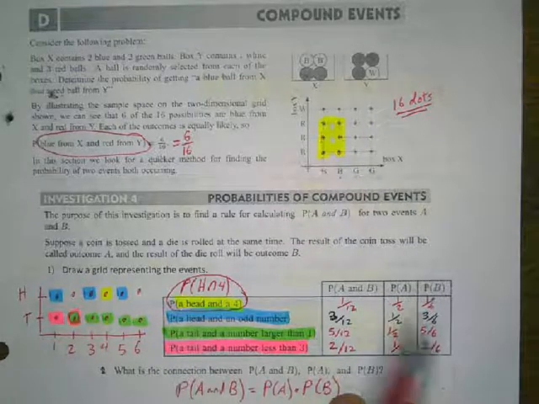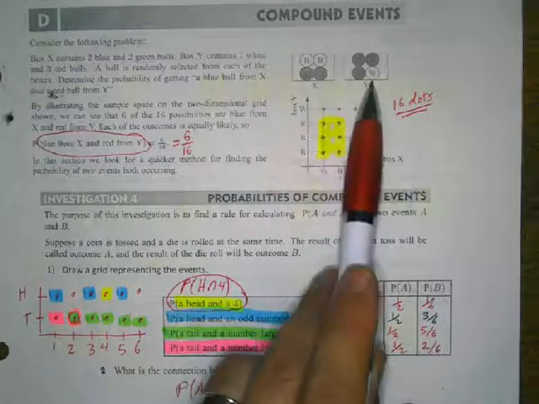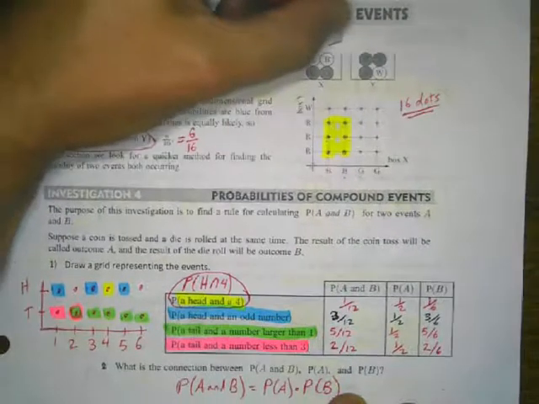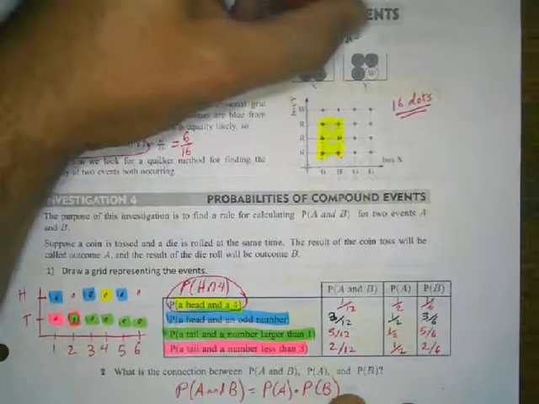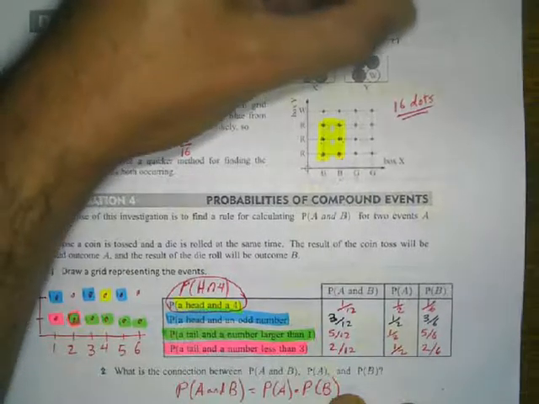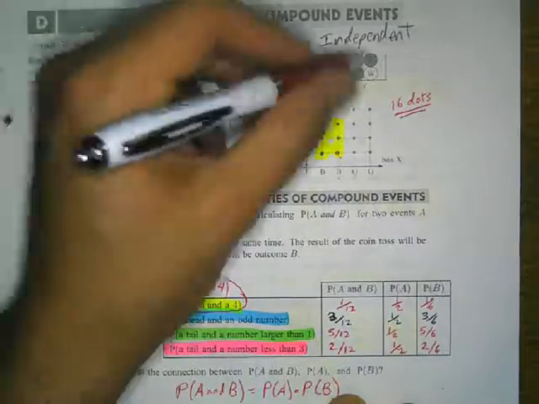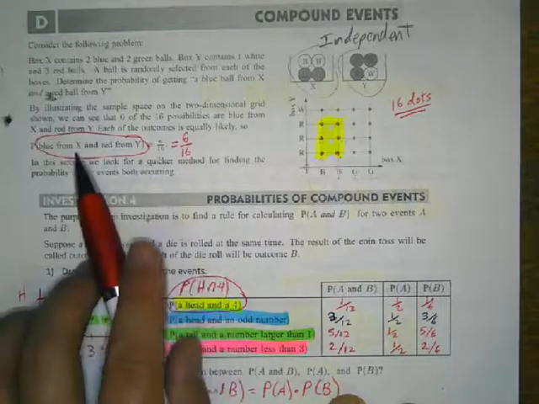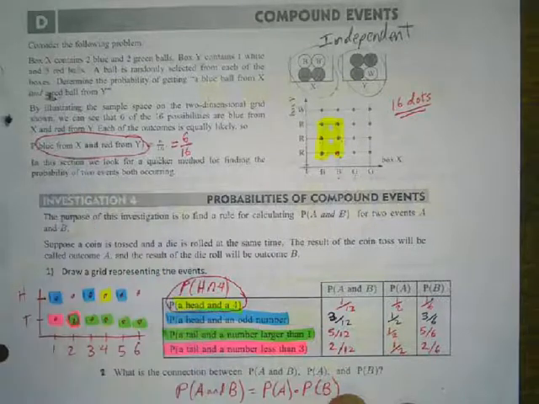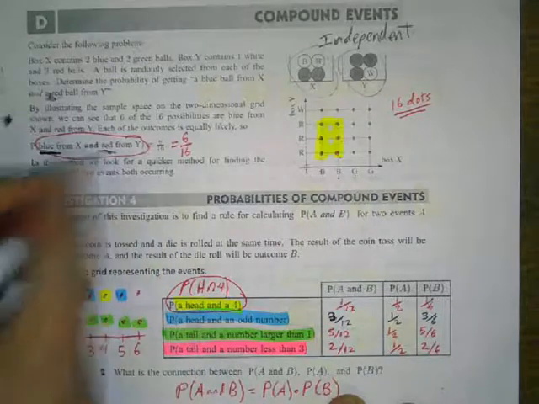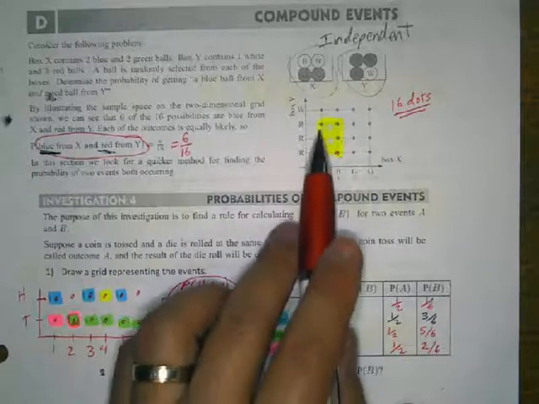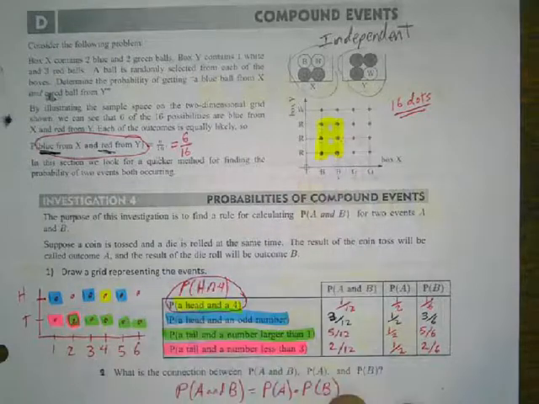And picking something from here does not affect picking something from here, so this is called independent events. Because picking something from here does not affect picking something from here. So the probability of getting blue and then getting red is going to be 6 out of 16, because getting red and blue is going to be one of those 6 possibilities, and there's 16 total possibilities.